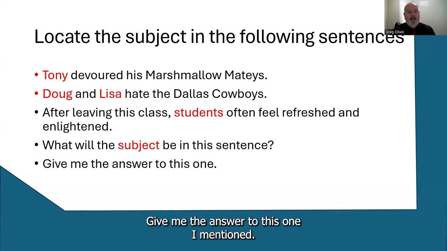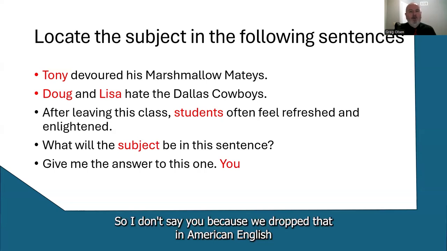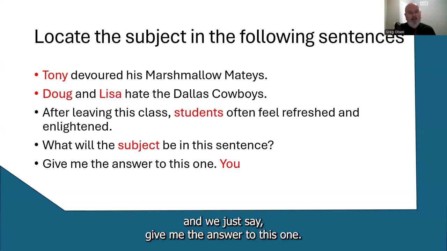The next one, give me the answer to this one. I mentioned it's an imperative sentence. So the subject is not actually listed here. The subject is you. What I'm really saying is you give me the answer to this one. Okay, so I don't say you because we drop that in American English and we just say, give me the answer to this one. But you is still the subject here.